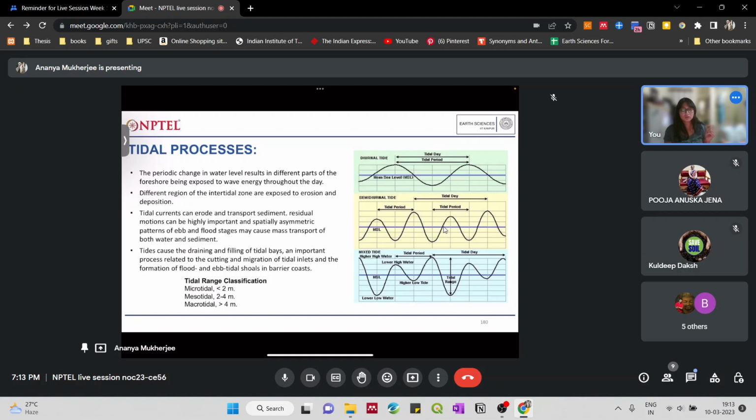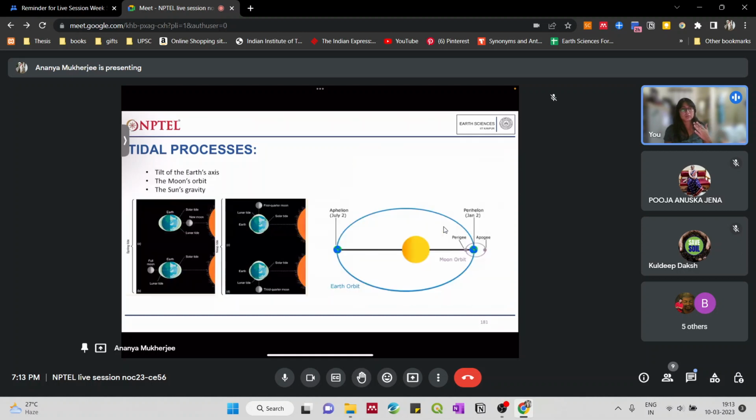So what are the factors that are affecting the tides? The formation of tides is obviously the tilt of the Earth's axis, the moon's orbit and the sun's gravity, or the position of the sun with respect to the moon. If sun, moon and earth are aligned in either new moon or full moon position, we get spring tides. These are very high tides.